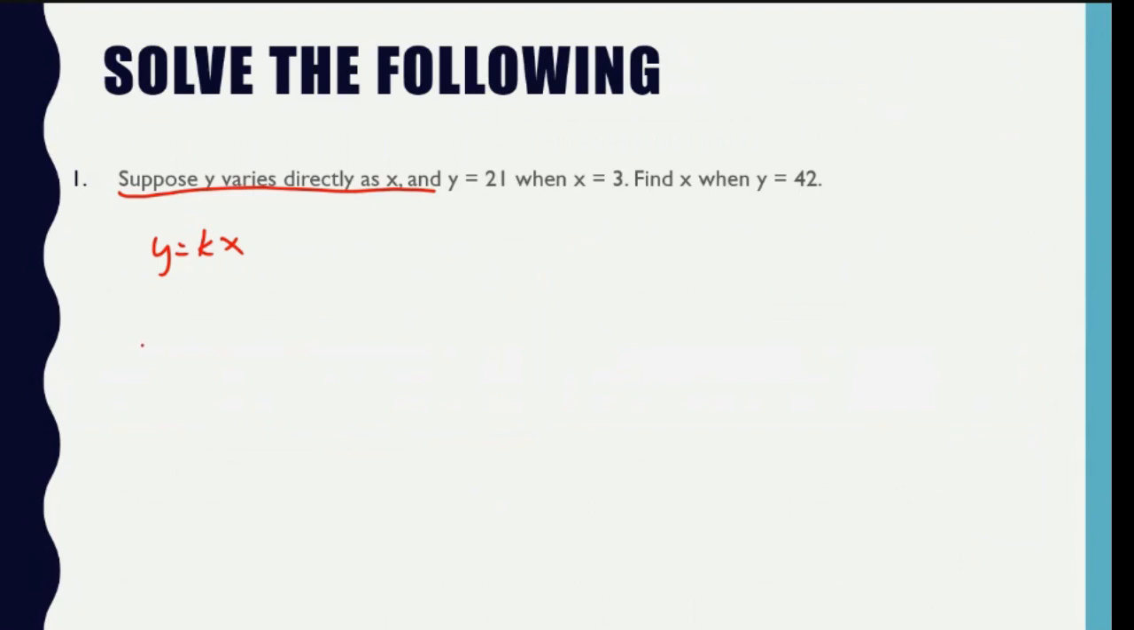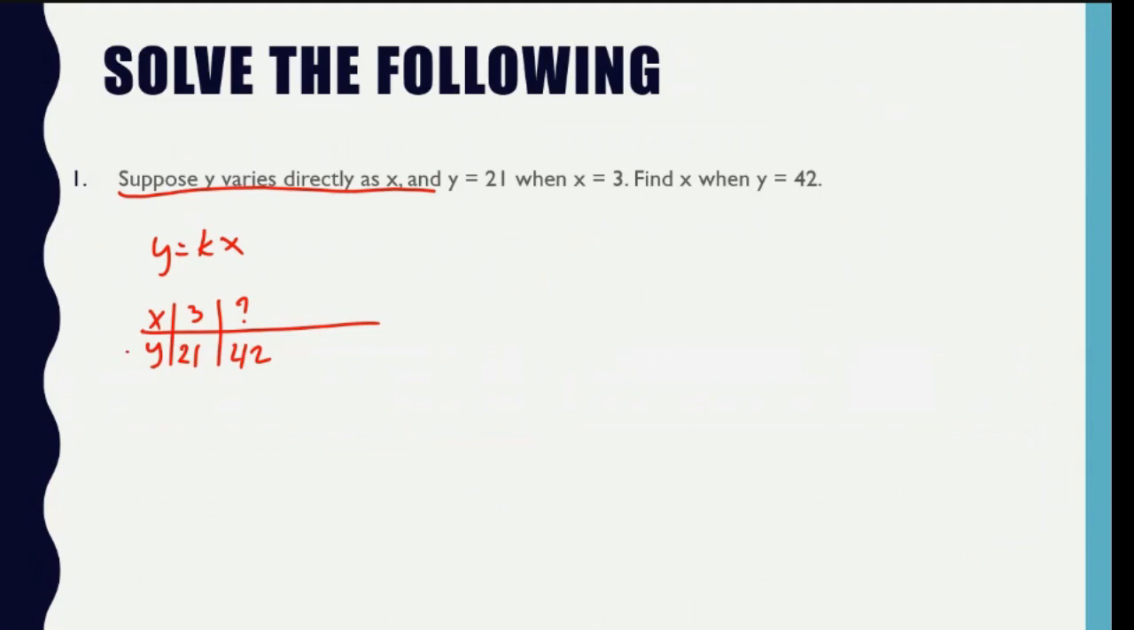So, for us to easily identify our values, let's have our table of relationships. That will be x and y. When y is 21, x is 3. Now, find x when y is 42. So, kung 42 daw yung y, ano daw yung x? That is the missing value in our problem.